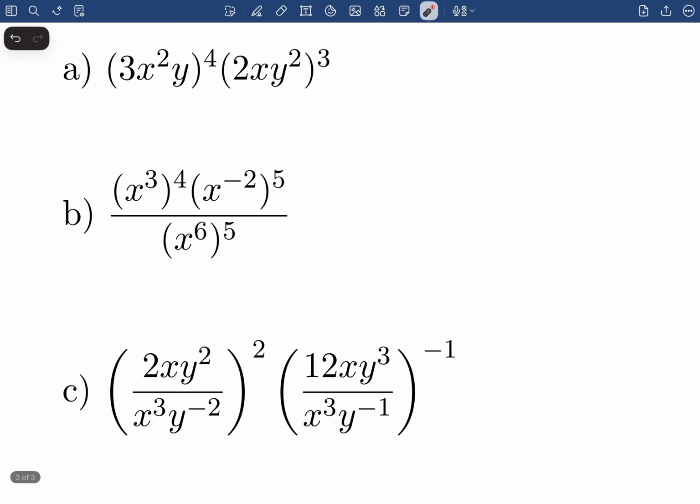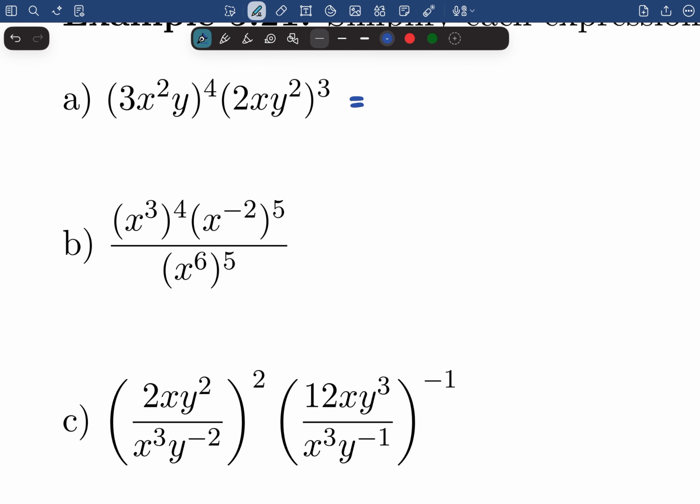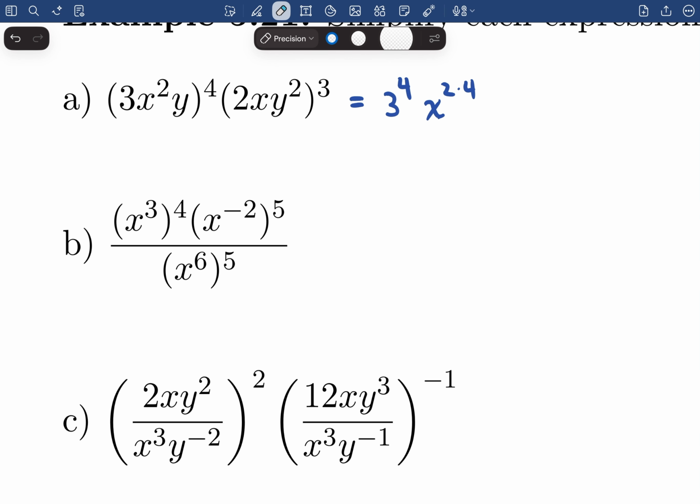Here's example 5.21, and I see 3 times x squared times y raised to the fourth, times 2 times x times y squared cubed. Okay, and we think, how would we simplify this? Well, I see some different properties here at play, including the power of a product rule, right? The power of a product and power of a product again. So let's start by cleaning that up. And so I would take 3 and raise it to the fourth times x squared raised to the fourth, which is multiplying the exponents together, and then y to the fourth.